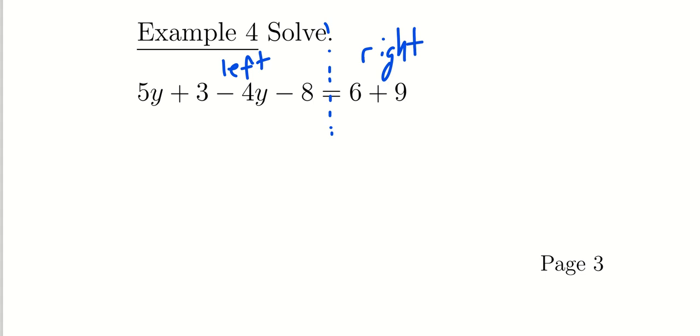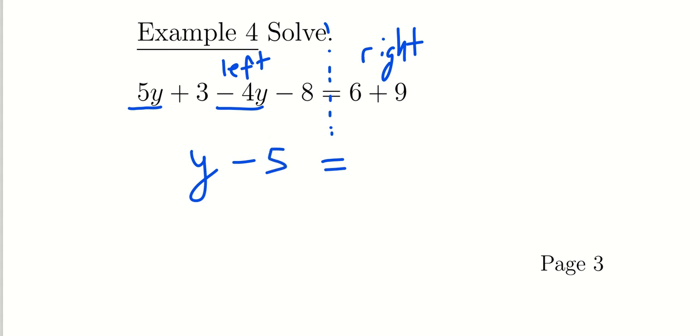Notice on the left-hand side of our equation, we actually have 1, 2, 3, 4 terms altogether, and that includes two pairs of like terms. For example, the 5y and the negative 4y are like terms on the same side of the equation, so we can go ahead and directly combine them. 5y take away 4y would be 1y, which we can write as just y. We have a positive 3 term and a negative 8 term. Those will combine to give a negative 5 term.